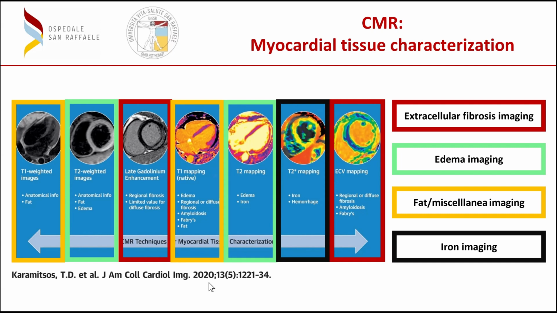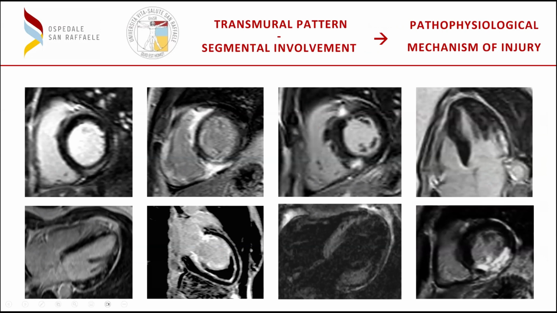LGE is one of the most important, and really fundamental for the differential diagnosis of different cardiac diseases in our clinical routine, from ischemic to non-ischemic cardiomyopathies. Essentially, the transmural and segmental involvement of the left ventricular wall or of the right ventricular wall is related to the pathophysiological mechanism at the origin of the myocardial damage and fibrosis replacement.